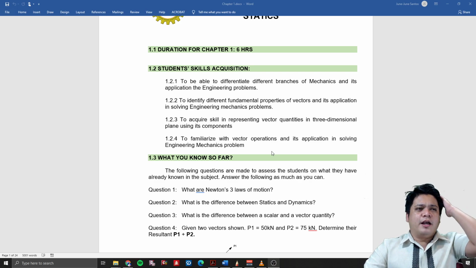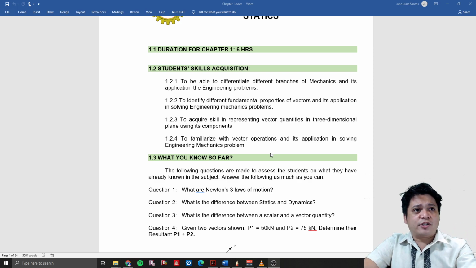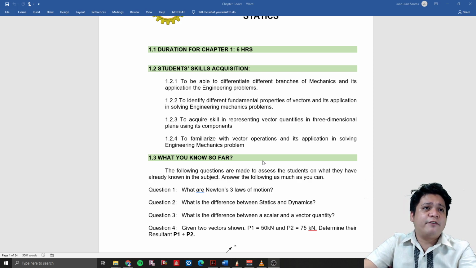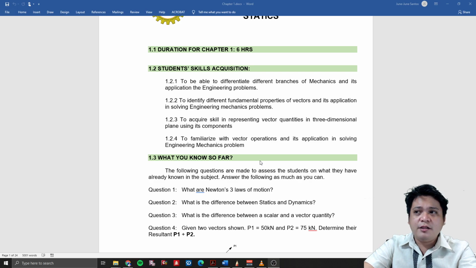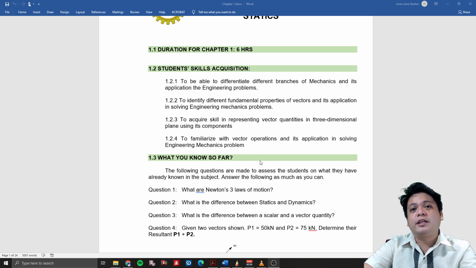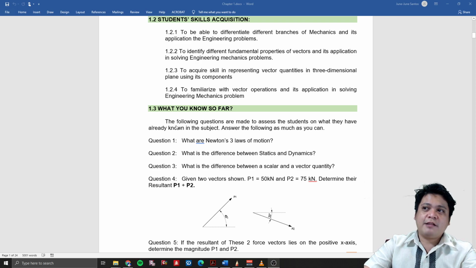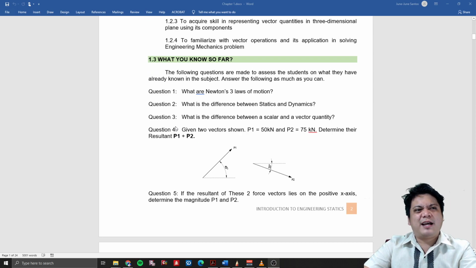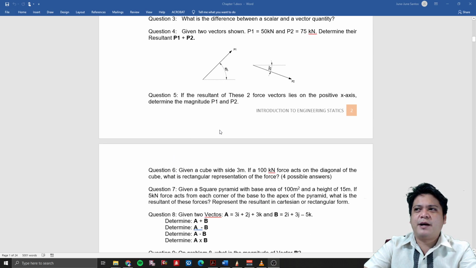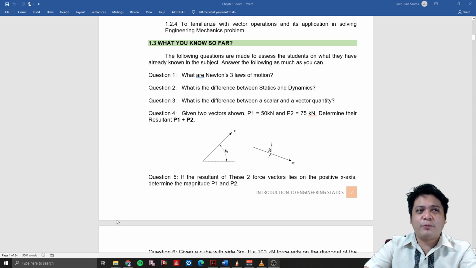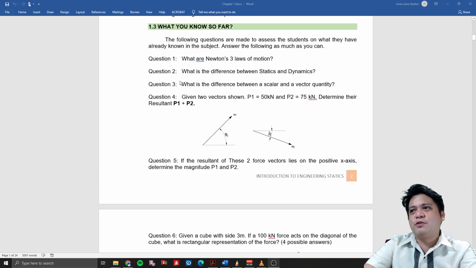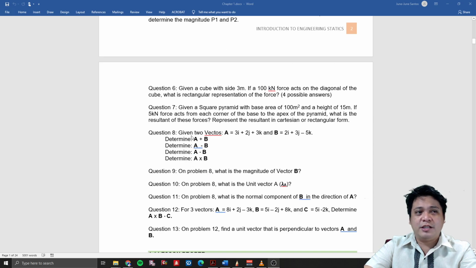Okay, and you will be having a three-dimensional or space system. In your physics, maybe you employed only two dimensions, x and y, but for this one you will be able to employ three dimensions: x, y, and z. You can answer this if you can, to see what you know as of now. But I'm expecting that after we have discussed the first module, you will be able to solve these problems.